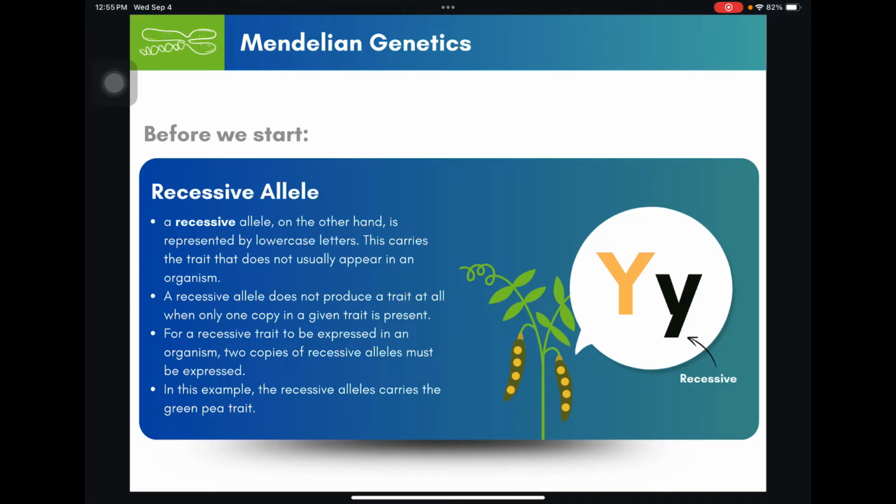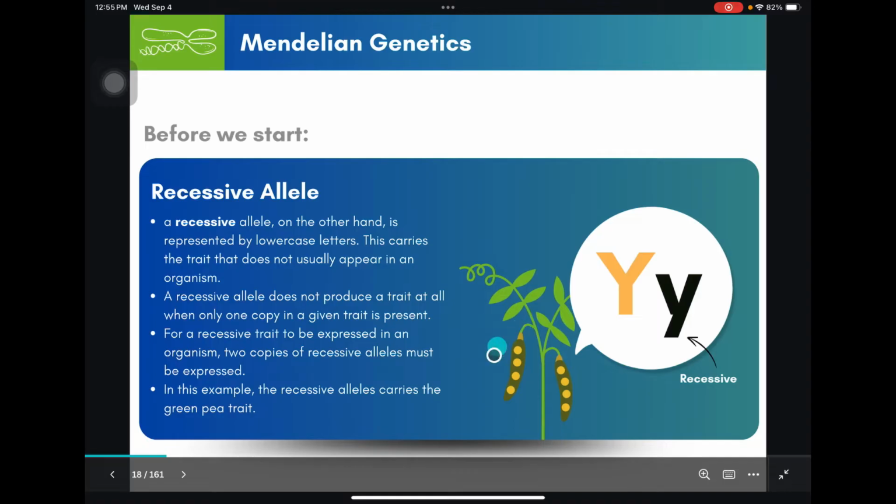For a recessive trait to be expressed in an organism, two copies of this recessive allele must be present in a given trait. In this example, the recessive allele carries the green pea trait, but since, as I said earlier, we have here a dominant P allele which carries the yellow P allele, the plant will express yellow color in its P.